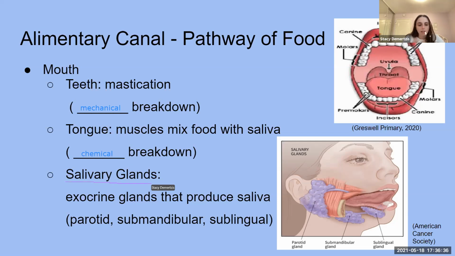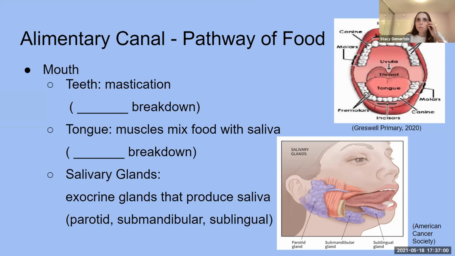So the salivary glands are exocrine glands, which means that they release whatever they produce into ducts. And so they produce saliva, and then saliva will travel via ducts into the mouth. And these are the three main salivary glands listed here. And so saliva actually helps start digestion. So digestion actually starts in the mouth.